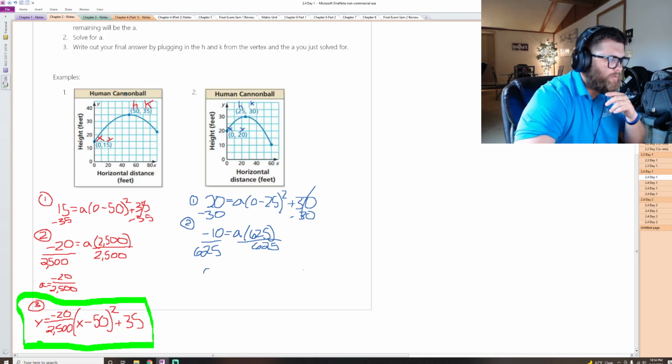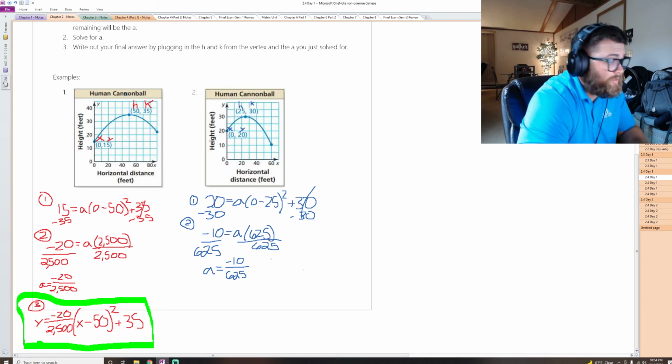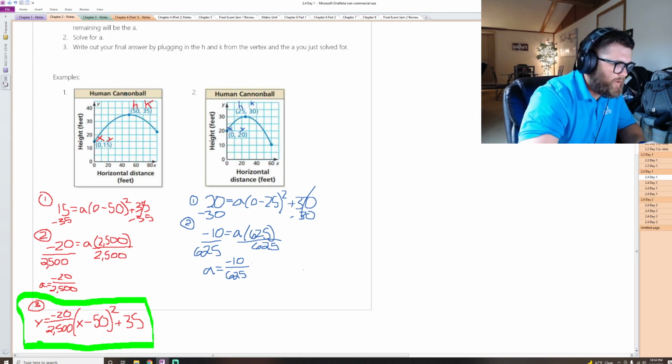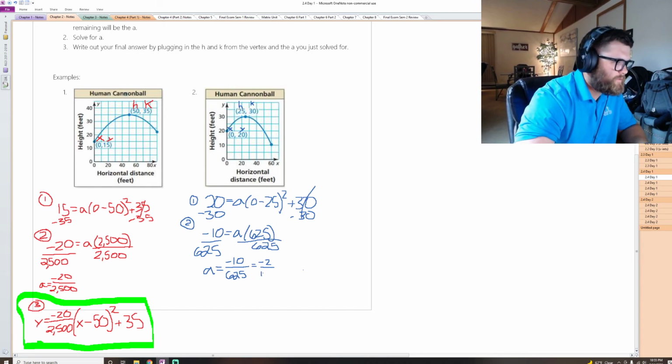So we get a equals negative 10 over 625. Let's be good mathematicians and simplify. 10 divided by 5 is 2, so divide both by 5. We know they are divisible by 5 because they end with a 0 or a 5. So we're going to get negative 2 on top. Now what's 625 divided by 5? 125. That's a bad one, but a little bit better. Here's my a value.